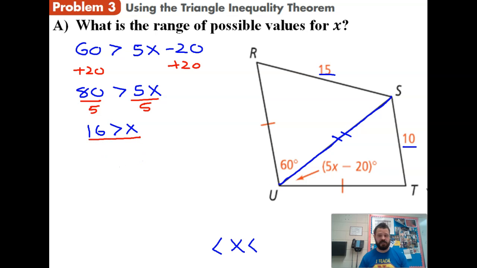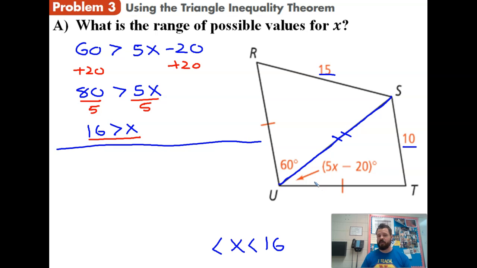So that's part of my answer. 16 is greater than x. In other words, x is less than 16. So 16 is going to act as my maximum for this range here. Now the trick is I'm also going to have to find a minimum value.